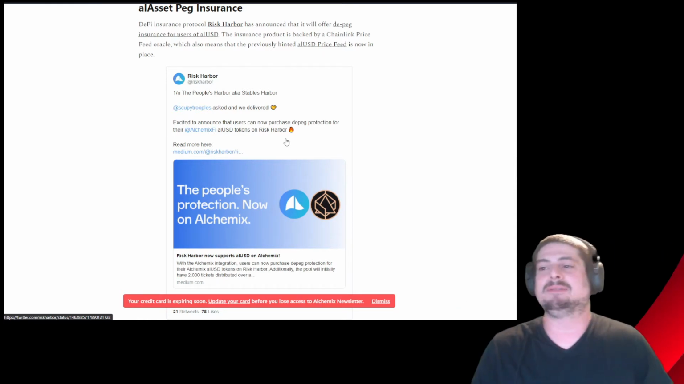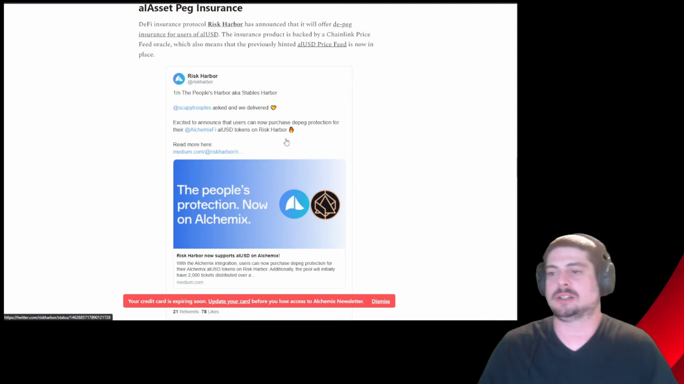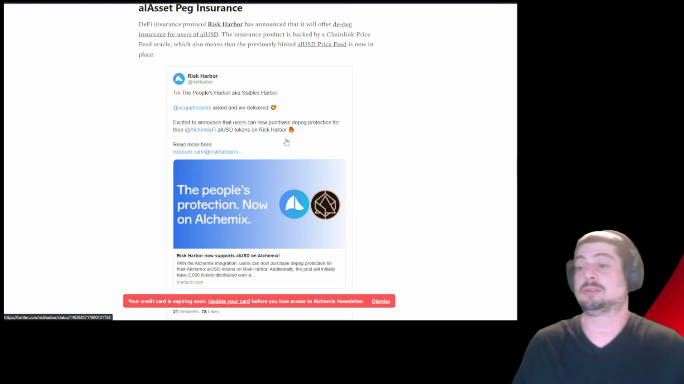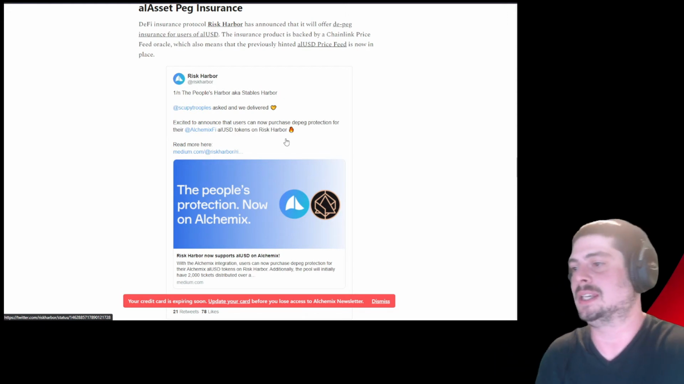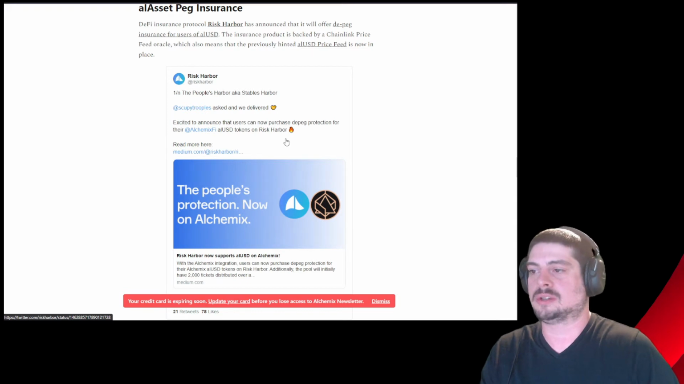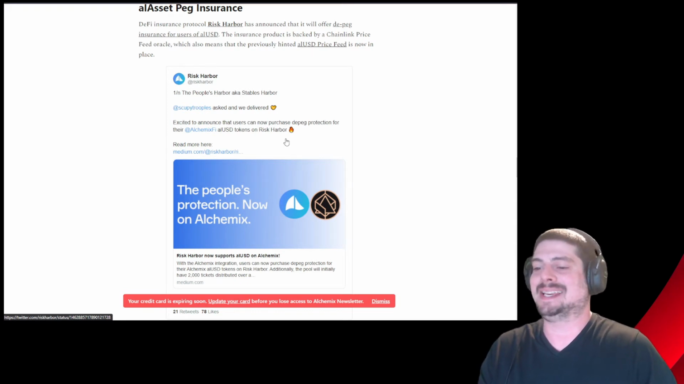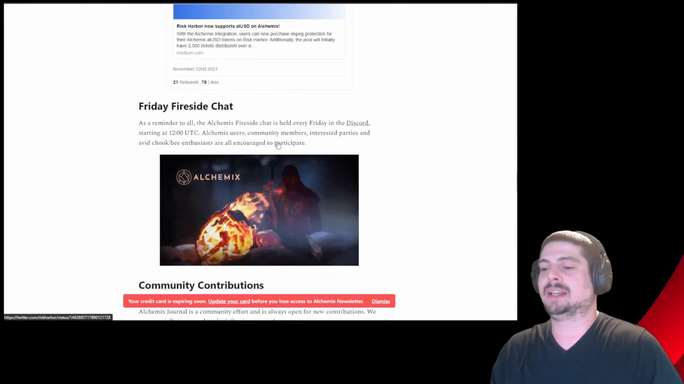But DeFi insurance protocol Risk Harbor has announced that it will offer depeg insurance for users of alUSD. The insurance product is backed by a Chainlink price feed oracle, which also means the previously hinted alUSD price feed is now in place. Ooh, Chainlink price feed.